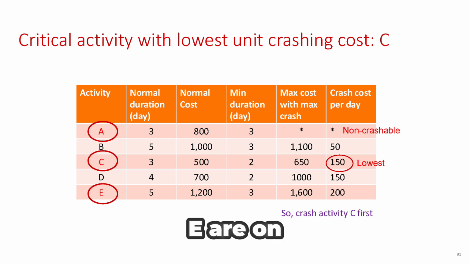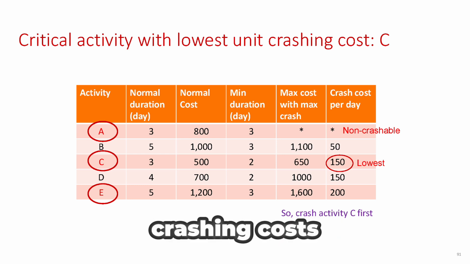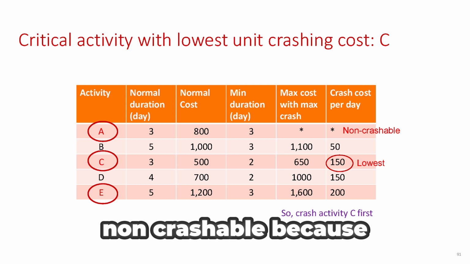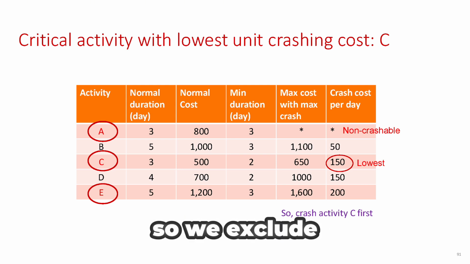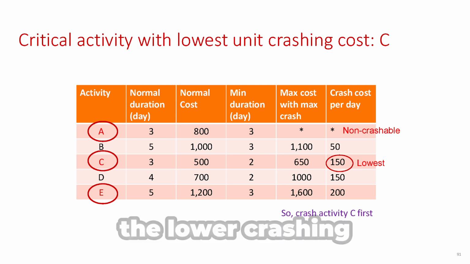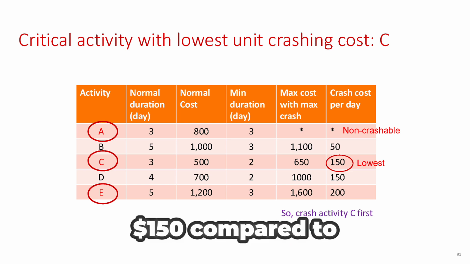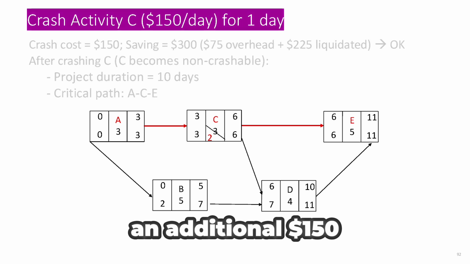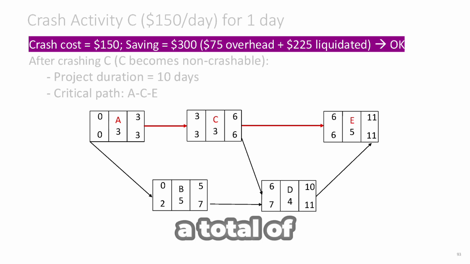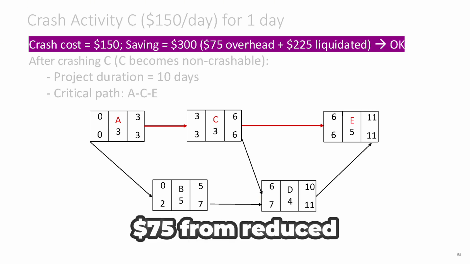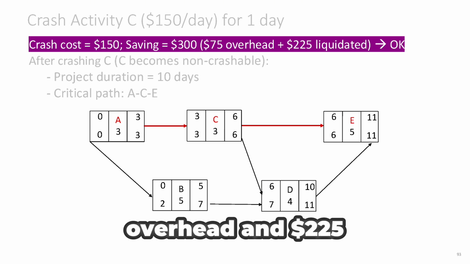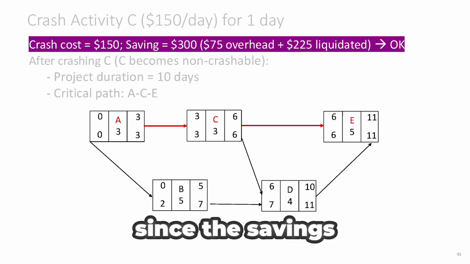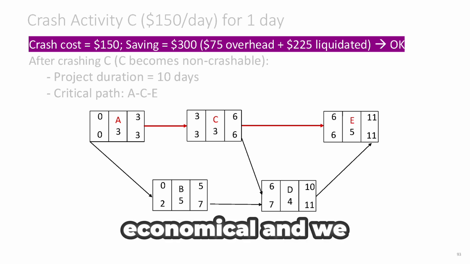Since A, C, and E are on the critical path, we examine their crashing costs. Activity A is non-crashable because it's a non-labor approval task, so we exclude it. Between C and E, activity C has the lower crashing cost per day, $150 compared to $200 for E. So we crash activity C by 1 day. This reduces its duration from 3 days to 2 days. Crashing C by 1 day costs an additional $150, but we save a total of $300, $75 from reduced overhead, and $225 from reduced liquidated damages. Since the savings outweigh the cost, this move is economical, and we proceed with it.